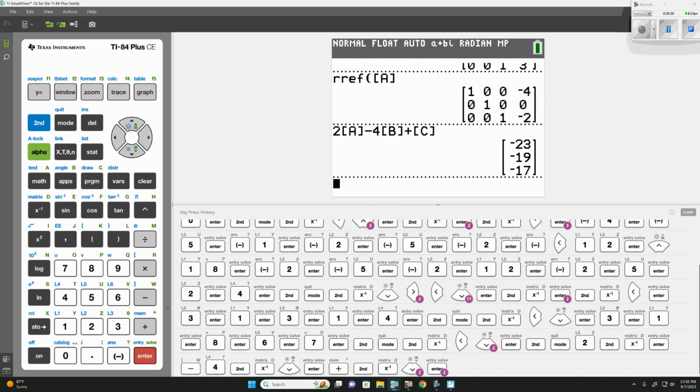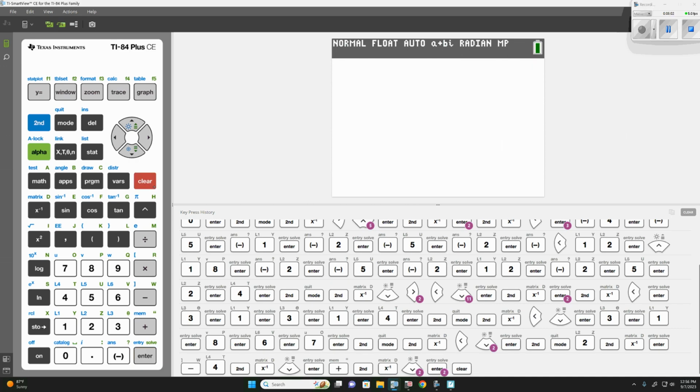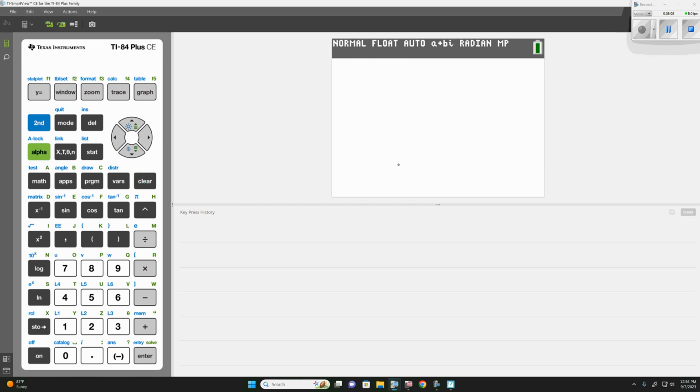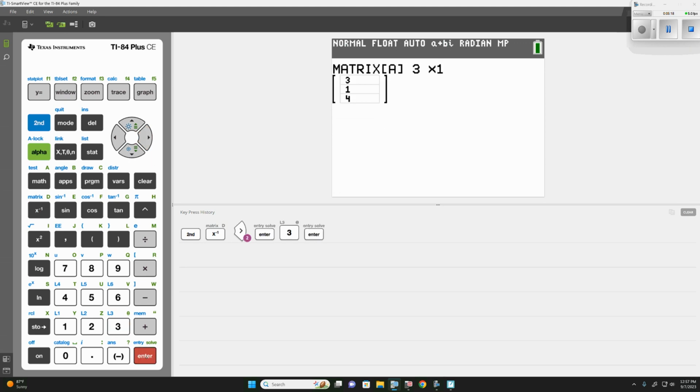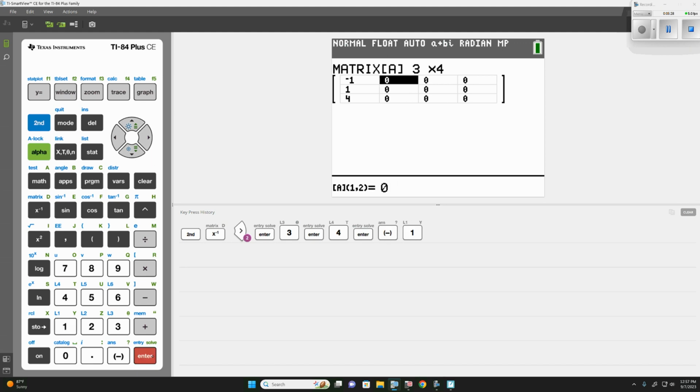Now to plug it into the calculator, clear all that out. We'll go second matrix, and we have to plug the first matrix in. Now it is a 3 by 4, and we get this here. Now at this point here, we plug in the augmented matrix.